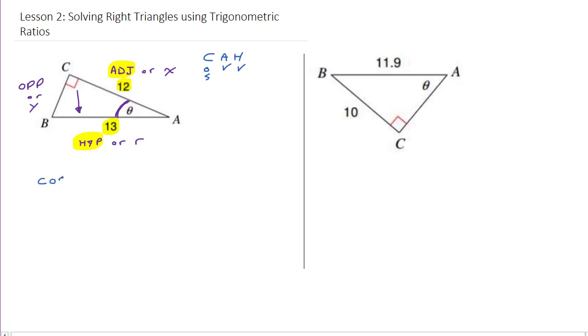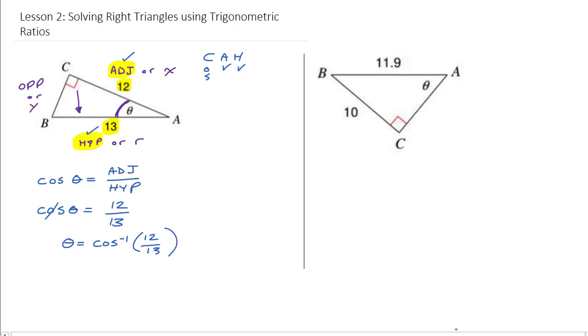Using what we learned in our last lesson, cos of an angle is adjacent over hypotenuse. All right, and like we said, we have the adjacent and we have the hypotenuse. So let's sub in. So cos of theta equals 12 divided by 13. All right, so we can use that to solve for the unknown angle. Now to do that, we're going to have to take the inverse of cos. So we take the inverse of this side, it cancels out cos. We have to take the inverse of the other side.